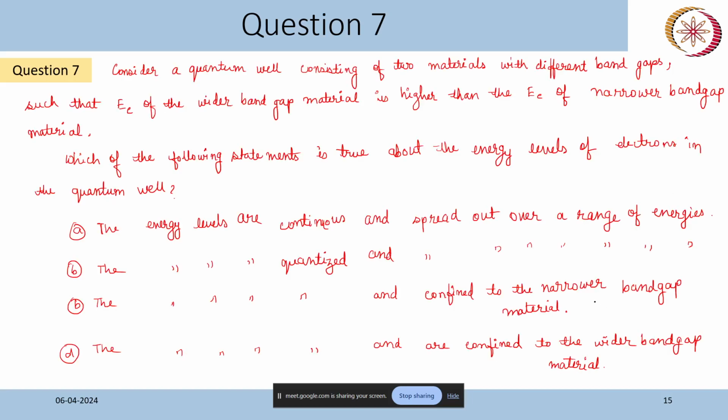So what will be the correct answer for this? The energy levels are quantized first of all and confined in narrower bandgap material. So the correct answer is C.